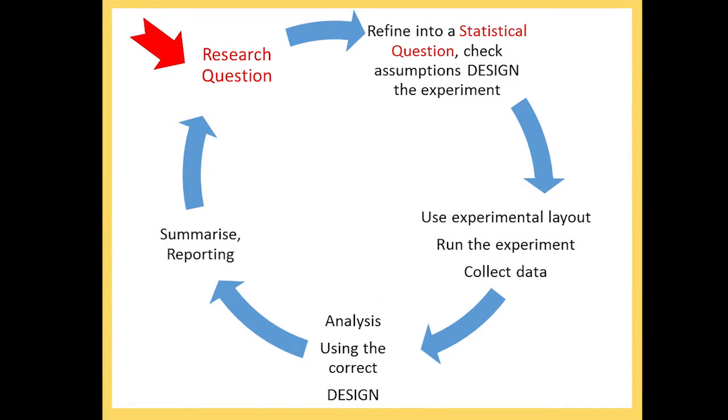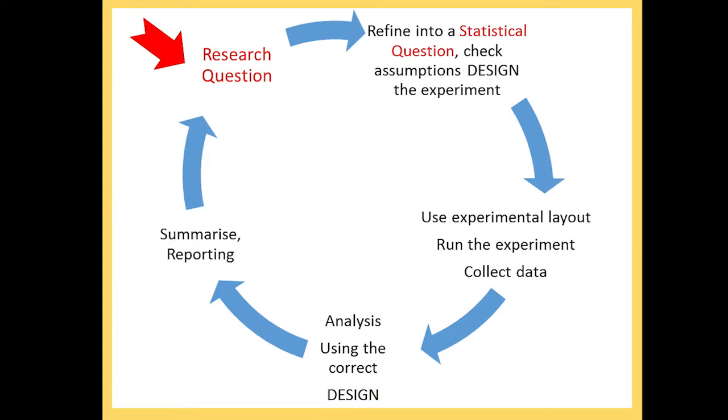This diagram demonstrates the research cycle. So the best place to start is the research question, which is really important to try and hone in exactly what you want to find out. From this general research question, it's pretty important to then come up with the statistical question, think about your main assumptions and how you want to design your experiment. From that, you can then think about the experimental layout and running the experiment and how exactly you're going to collect the data. The next step is then analysing your results.